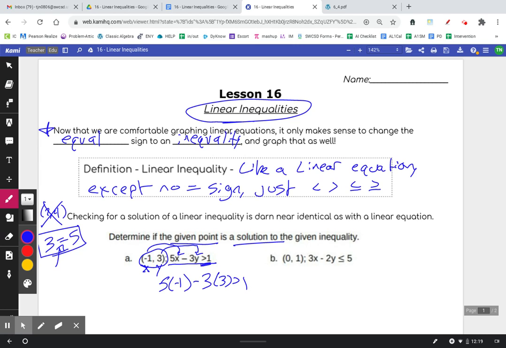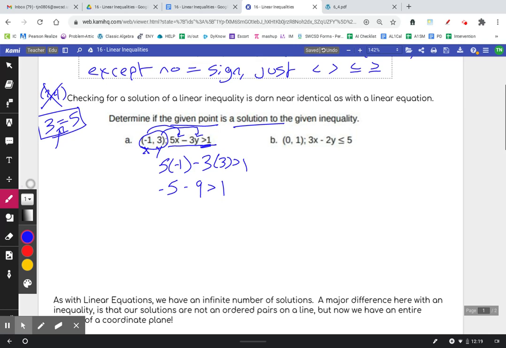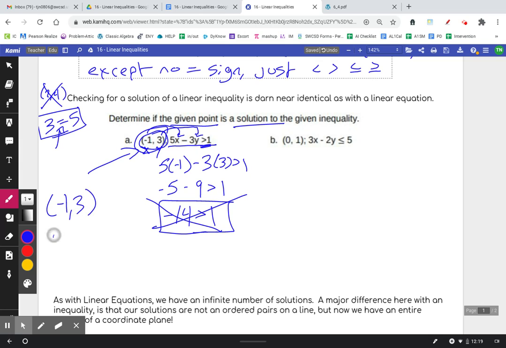Let's do a little bit of math. 5 times negative 1 is negative 5. Negative 3 times 3 is negative 9, and is greater than 1. Okay, more to simplify here. Negative 5 minus 9 is negative 14 is greater than 1. Read that statement. Is negative 14 greater than 1? That should seem strange when we say it because it's not true. That is not true. Well, what does that mean? That this point that it gave us, negative 1, 3, is not a solution.